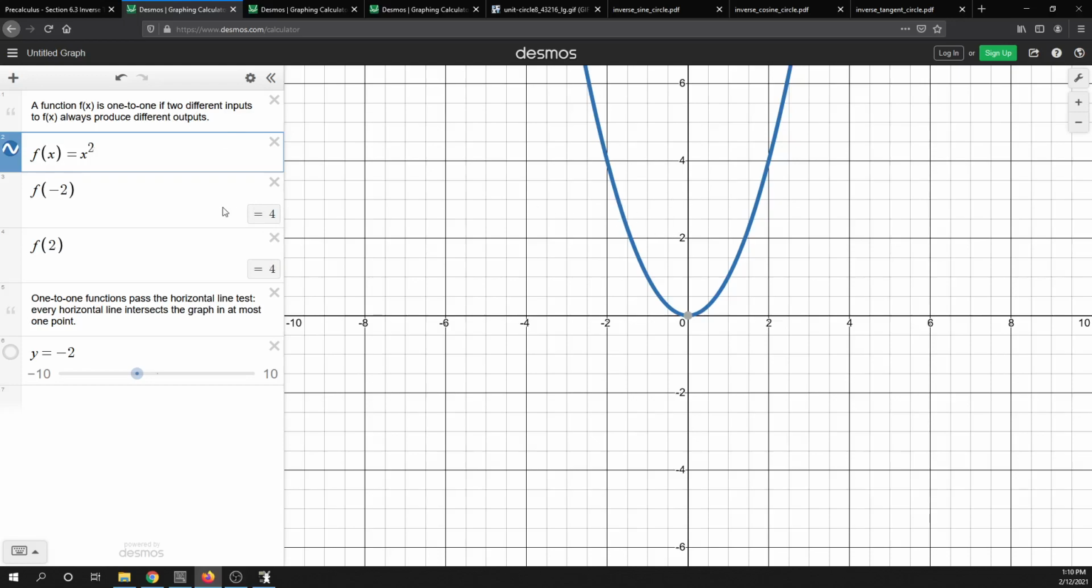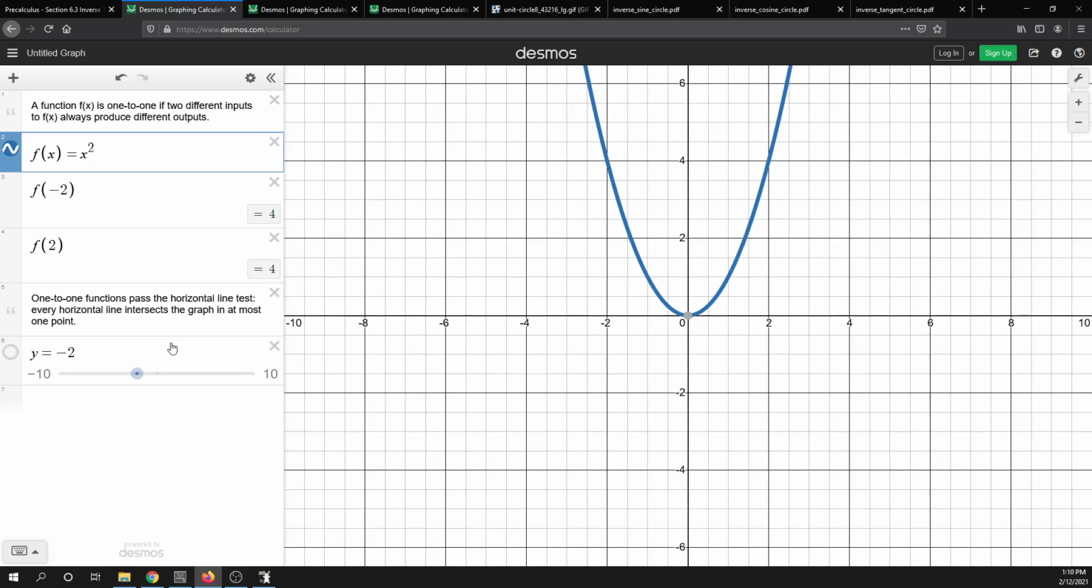So this function, f of x equals x squared, is not one-to-one. There's two different inputs that give the same output. But if it's one-to-one, then two different inputs should always produce two different outputs. So f of x equals x squared is not one-to-one.